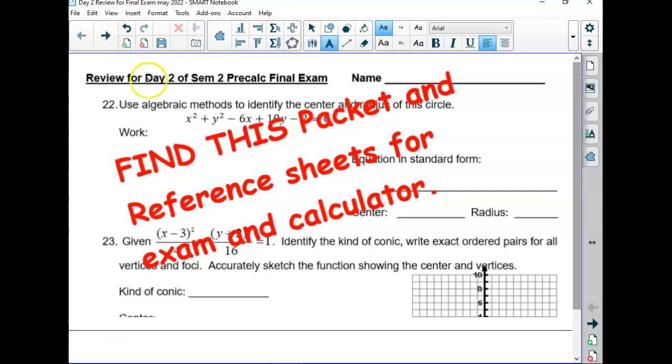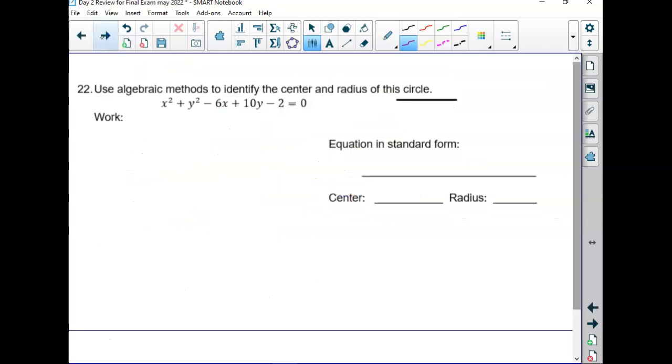All right, so this is the review for the second part of the final. It covers conics, probability, parametrics, and polars, and sequences. The first question talks about a circle.